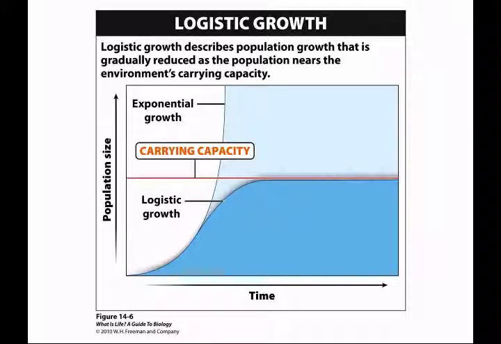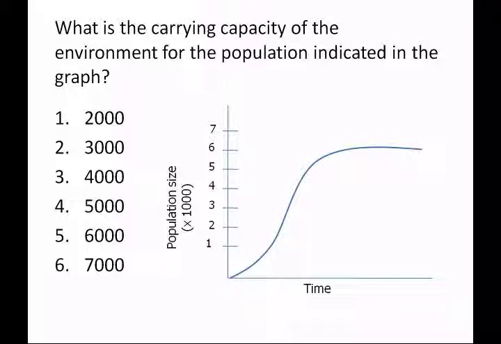It ebbs and flows. So if you were to look at this graph right here, what is the carrying capacity of the environment for this population in this graph? If I were to give you this as a test question, what does it look like the population size carrying capacity is? Yes, it'd be the 6,000. Because you can see right where it becomes almost a straight line, that's going to be the carrying capacity. There'll be the little fluctuations, but this is just a simple graph.